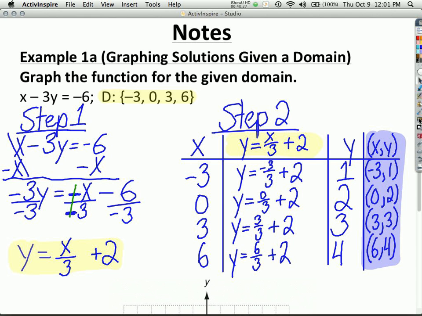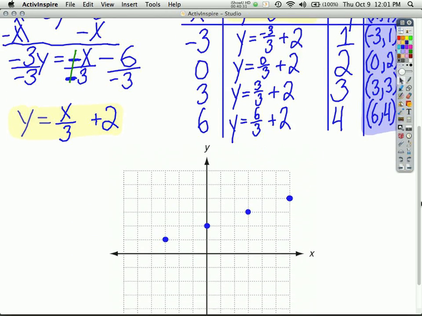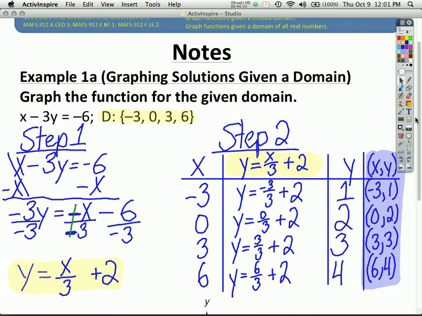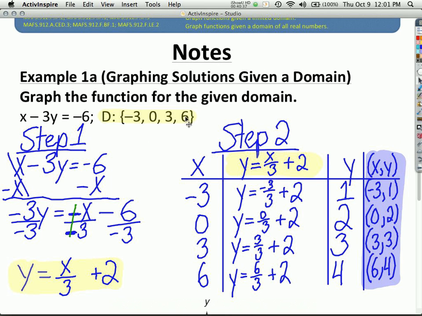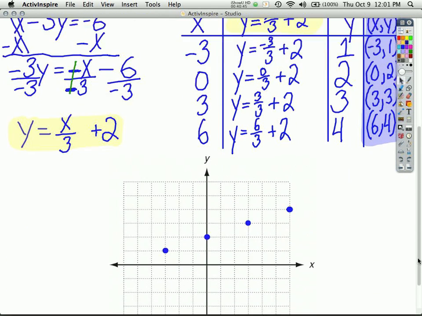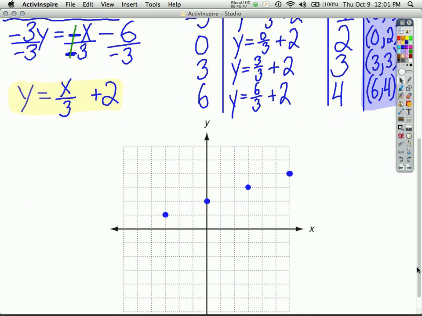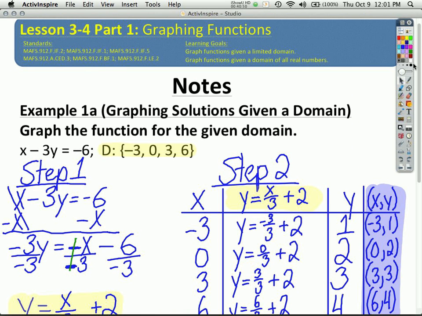Alex? They're not connected. Well, we could connect them, but we have to know when we're allowed to and when we're not. This right here says it's discrete. This says discrete. There's specific points in the domain that we're given. So it is discrete. Okay? Any comments, questions? All right.